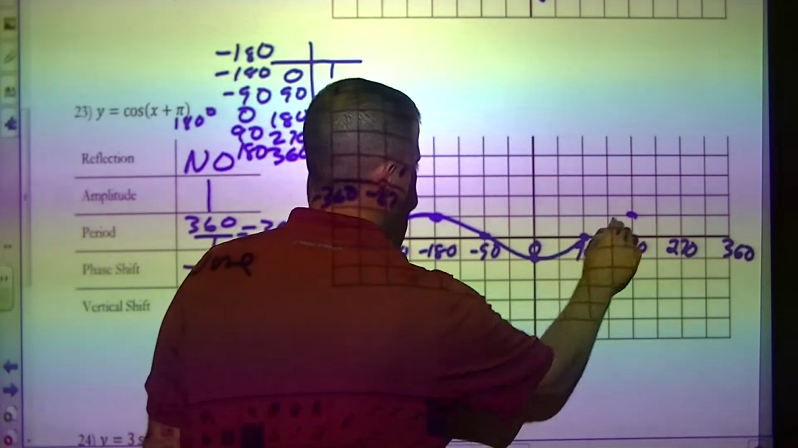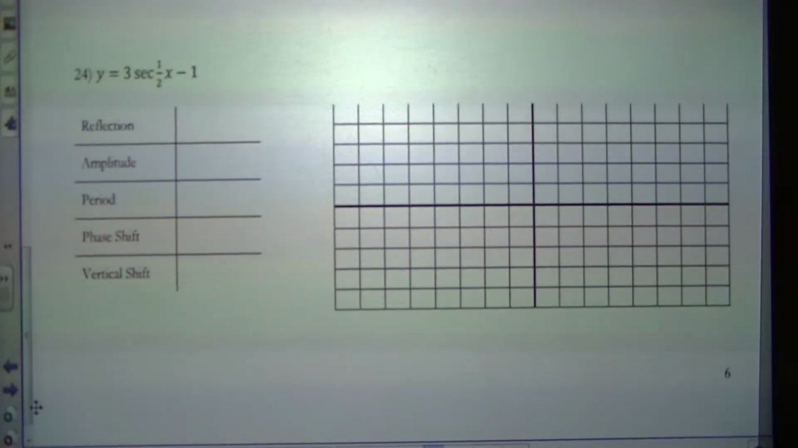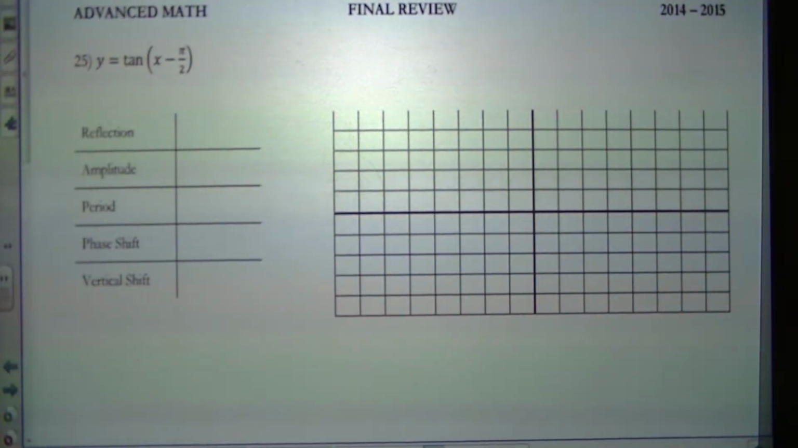My graph looks like this. Okay, it'll be a continuous wave. All right, like I said, we're not going to do the secant function, so you can skip this one. Your number 24 is actually this right here. Okay, all right. So this is tangent pi over 2.